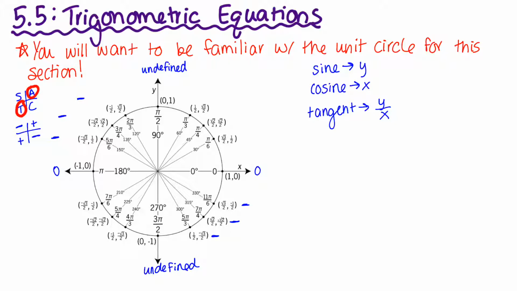So if we look at the pi over 3 angle, if we do y over x, that'll be root 3 over 2, all over 1/2. This will simplify down to root 3 over 1, which is just root 3. So this guy right here is root 3. I'm going to go ahead and fill that in on the remainder of my unit circle. Again, you're looking at the pi over 3 angles.